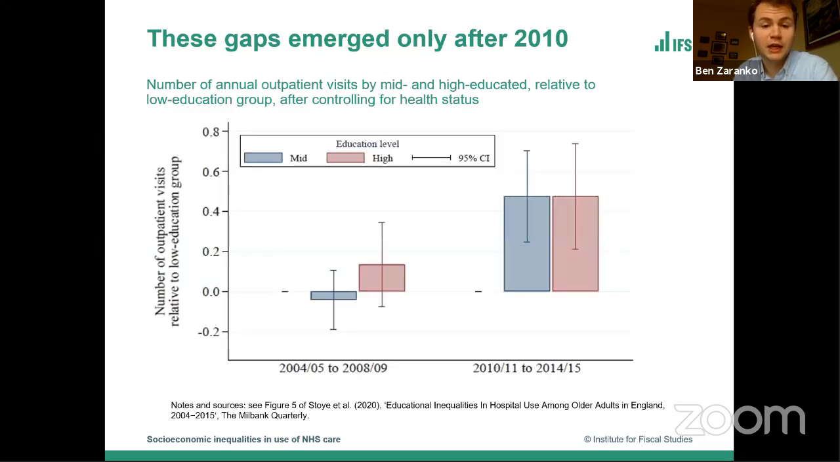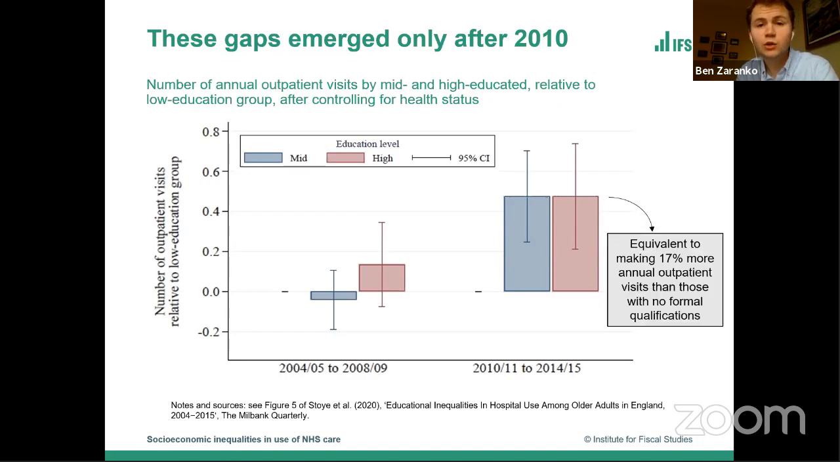Looking just at outpatient care here, you can see that on the left-hand side, the coefficients aren't statistically different from 0. And on the right-hand side, you can see that clearly gaps emerged in the years after 2010. And those in both the middle and the high education group are having around 0.5 extra outpatient visits per year compared to those in a low education group of similar health need. That's equivalent to about 17% more outpatient visits per year than those with no formal qualification, so quite a substantial difference.